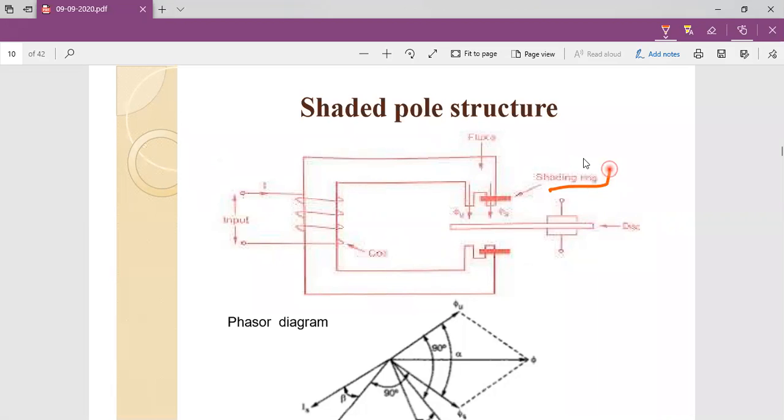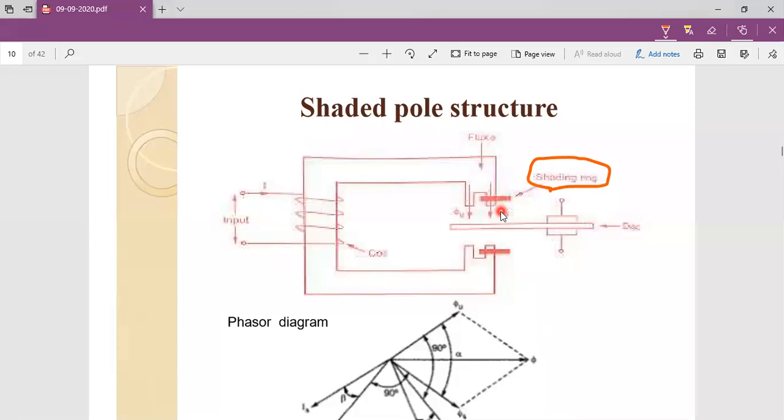In this diagram we can call it a copper band tip, or a shaded ring tip. This is the unshaded tip, and this is the shaded tip. Now what will happen when we arrange a copper band on the tip?